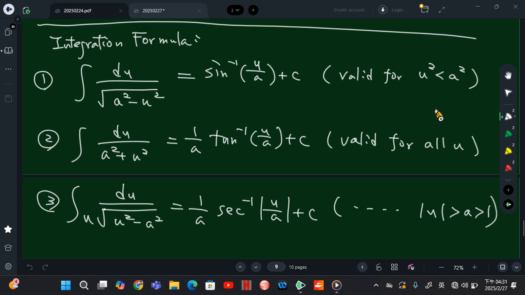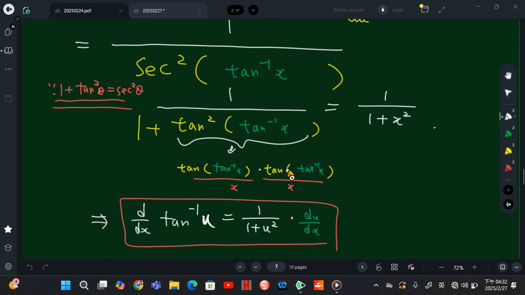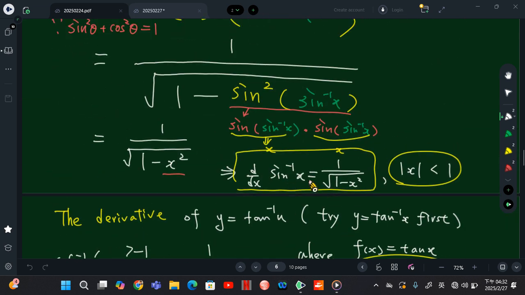Then I also spent several minutes on this integration formula, and later I will show how we get it. But you can see these three come from these three results. The first one: when we differentiate arcsine x, we get this one. But you need to think in the opposite way: when we integrate this one, we go back to get arcsine x.